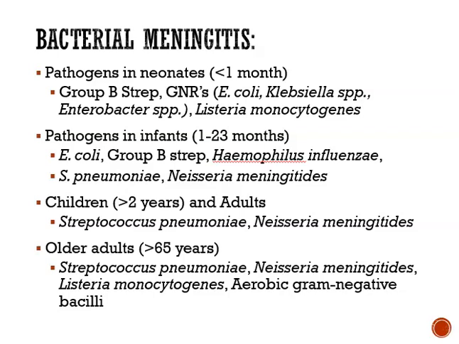In infants, which they define as between 1 and 23 months, common pathogens include E. coli, Group B strep, Haemophilus influenzae, Streptococcus pneumoniae, and Neisseria meningitidis. In children over 2 years of age and adults, Streptococcus pneumoniae and Neisseria meningitidis are the most commonly recovered etiologic agents. And then older adults, which they define as greater than 65 years: Strep pneumoniae, Neisseria meningitidis, Listeria monocytogenes, and then aerobic gram-negative rods.